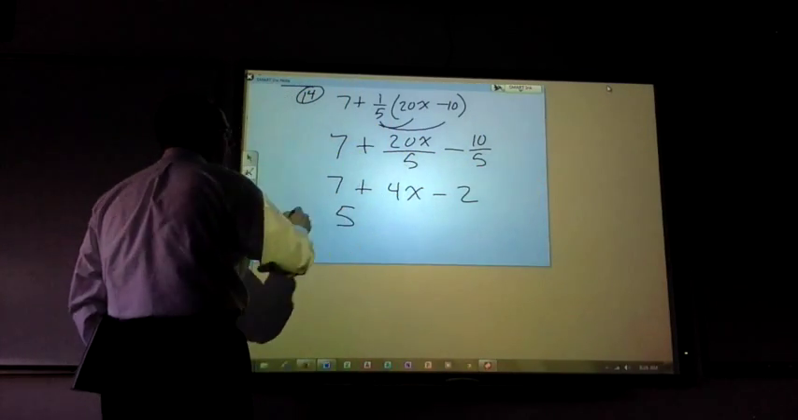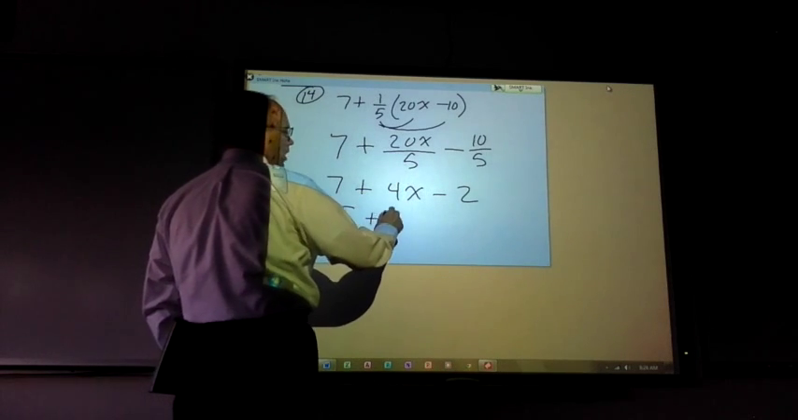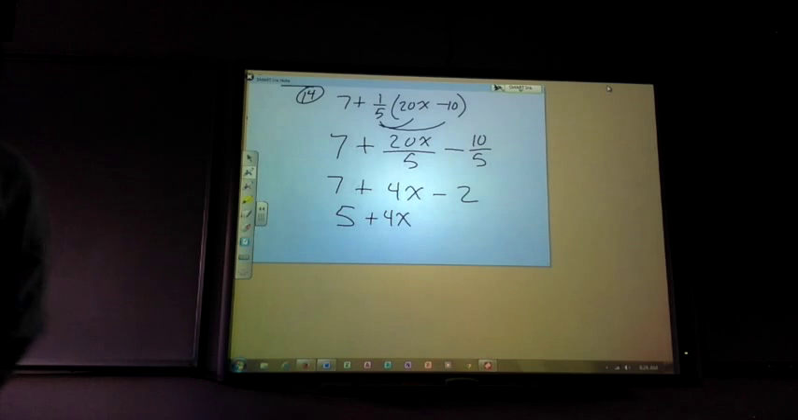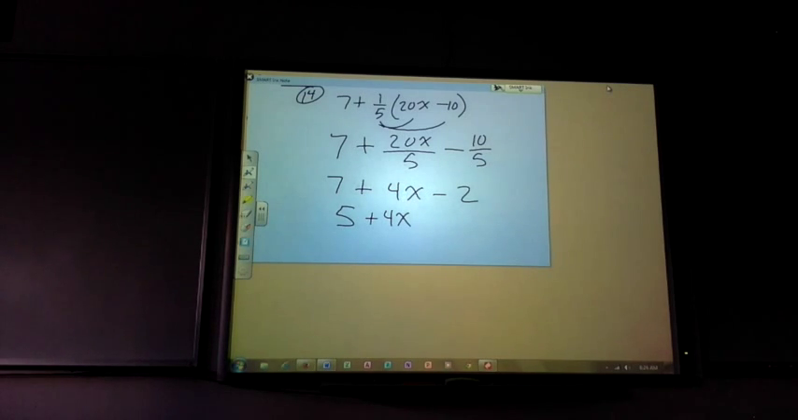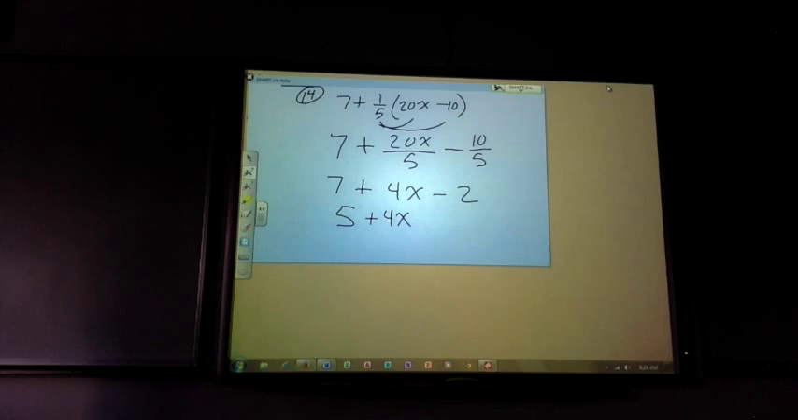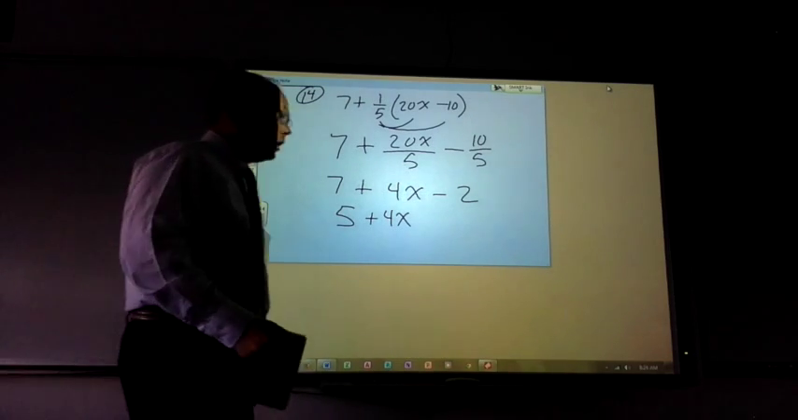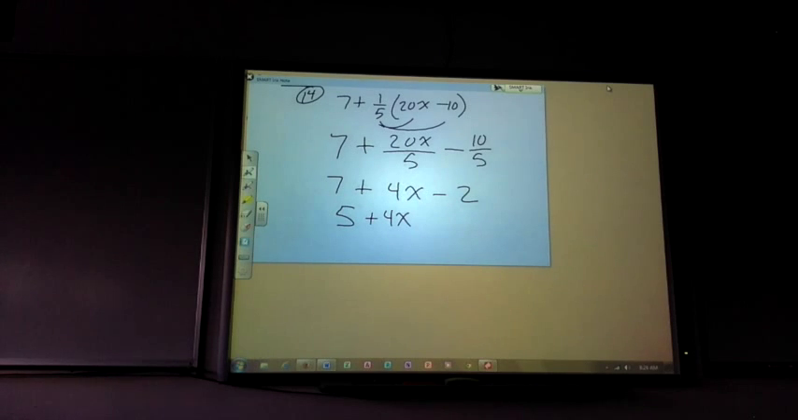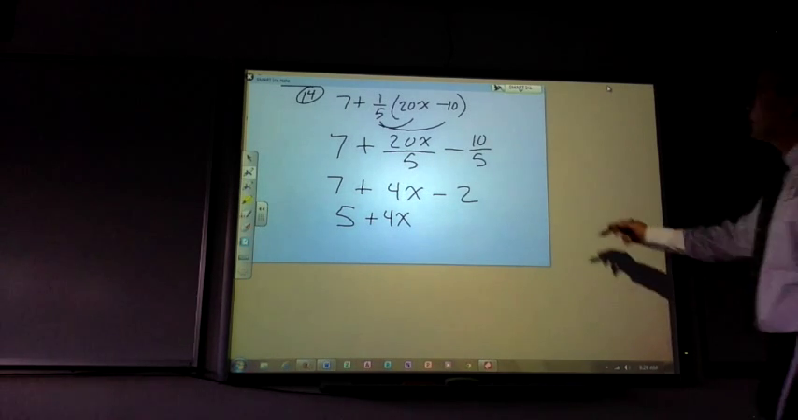The 4x comes along for the ride. Some math folks would prefer to have the variables first in alphabetical order, followed by the constants. So some people might prefer 4x plus 5. They're the same answer though, okay? And I'll accept either. And then the next problem we had, is that number 15? Am I seeing that right? Yeah. Okay, let's clear the ink.